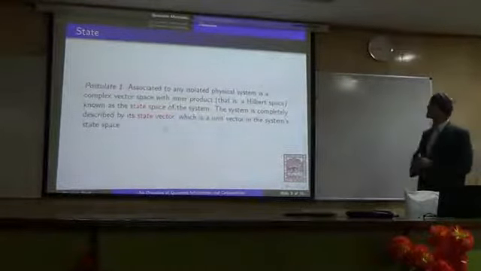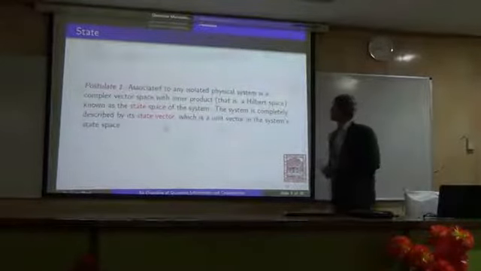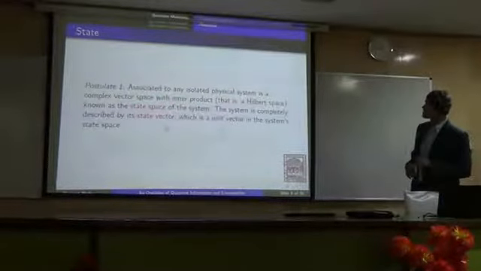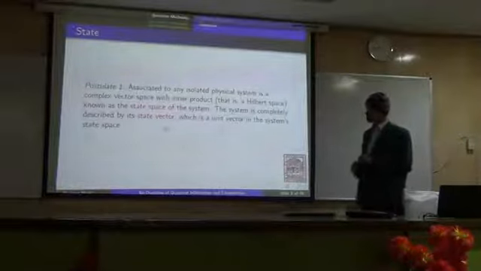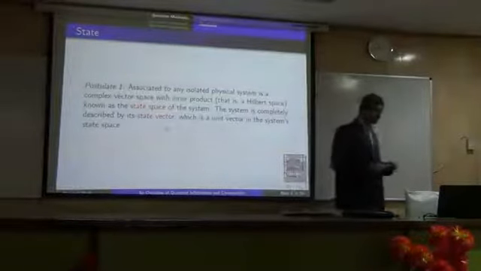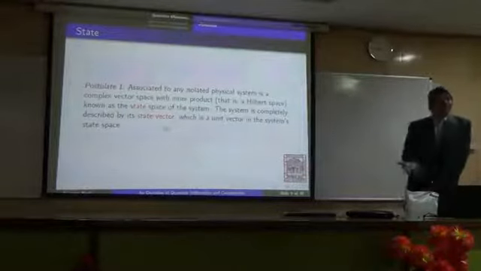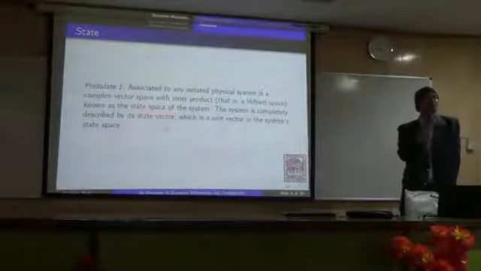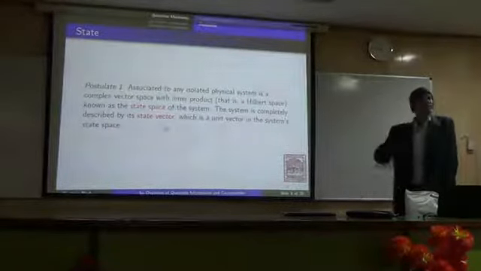So the axiom is such that associated to any physical system, there is a complex vector space with an inner product, which I will try to explain, known as the state space of the system. Again, state space is nothing but a set of states. Just like in your computer system, you have a set of states which you represent in terms of a state diagram, here also you have a set of states.